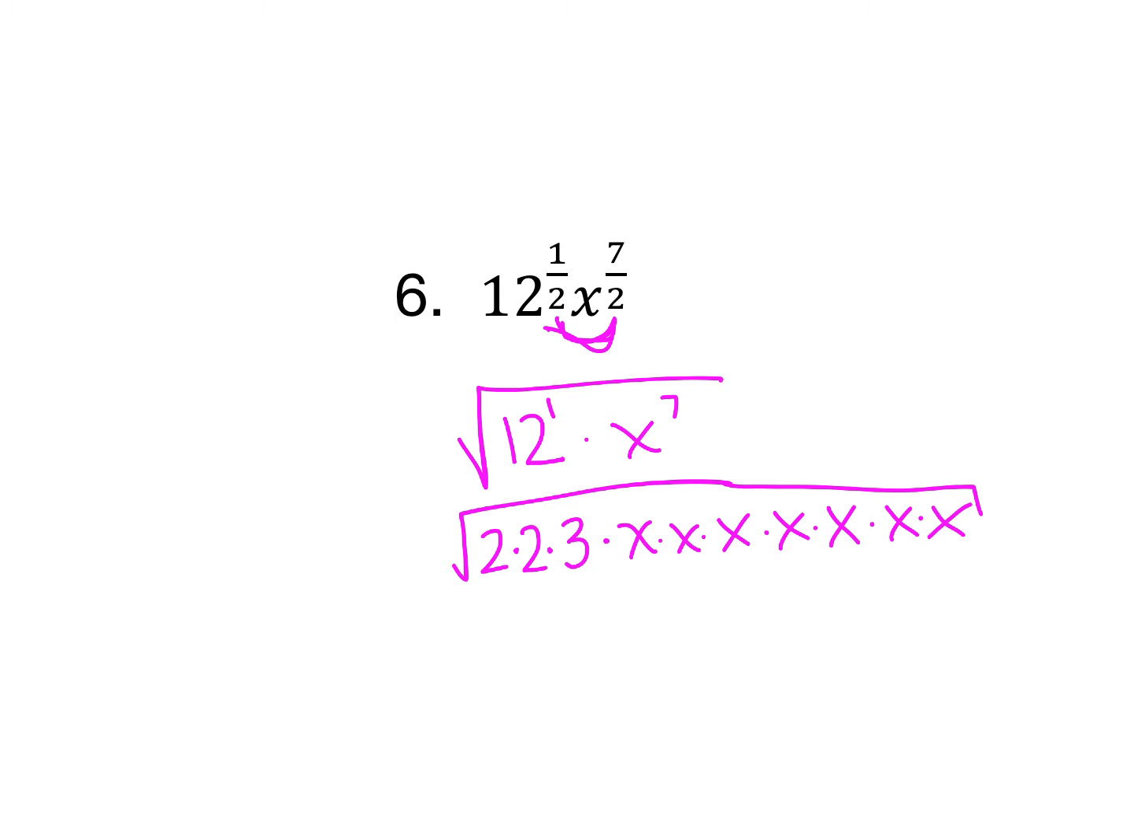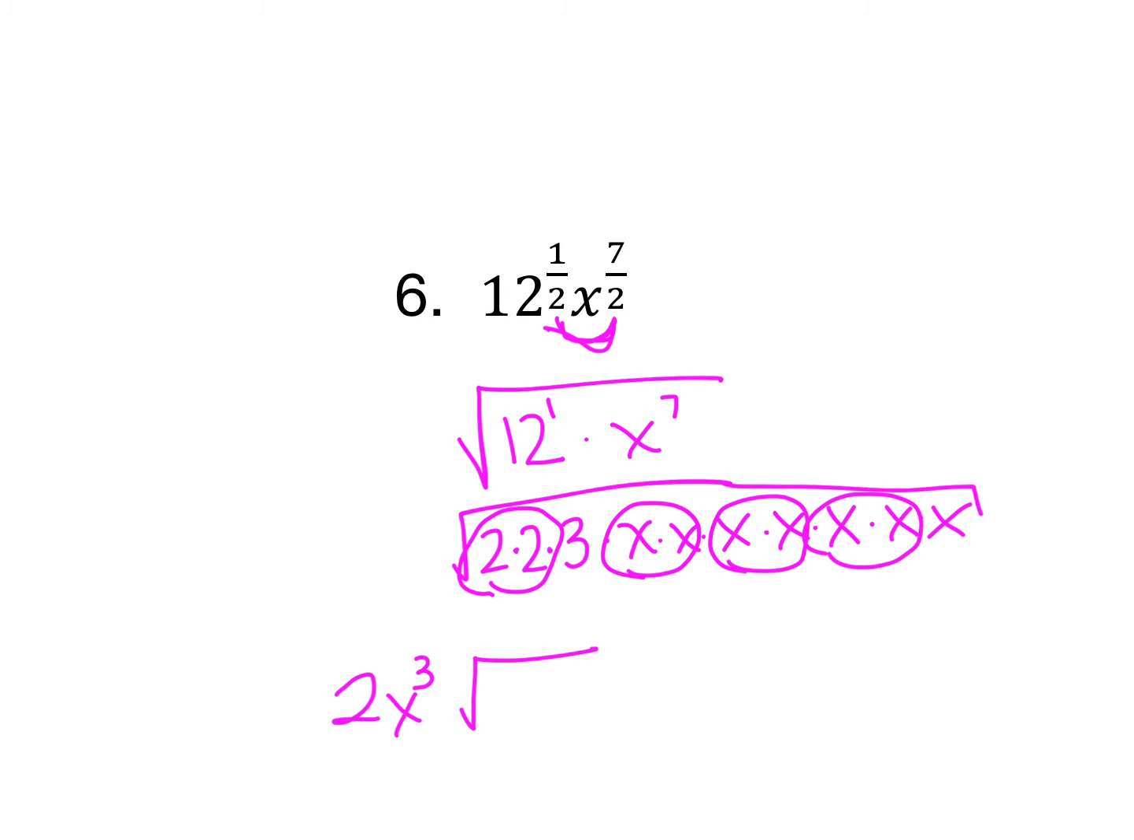And I know that square roots mean to pull out pairs. So I'm pulling out a 2 and an x and another x and another x. So outside, all those things that are circled come out as single things. And then the things that aren't circled, namely that 3 and that x, those are going to remain underneath. So I get 2x cubed times the square root of 3x.